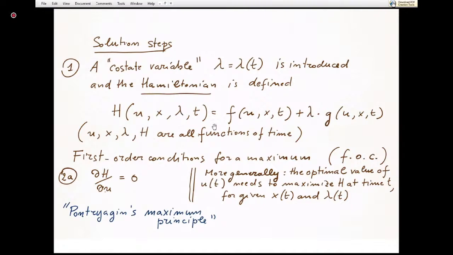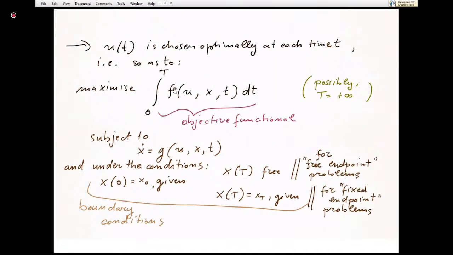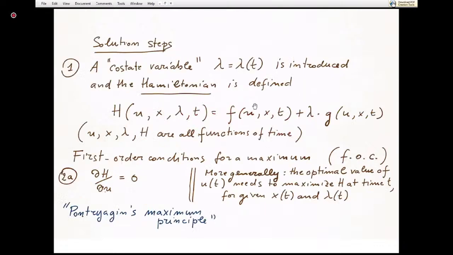And the Hamiltonian is the integrand that you find here, f of u, x, t, so the integrand here, plus lambda times the right-hand side of the constraint. Okay. But remember, this is a short notation. Both u, x, lambda, and the Hamiltonian are all functions of time. Okay, so they are instantaneous functions.